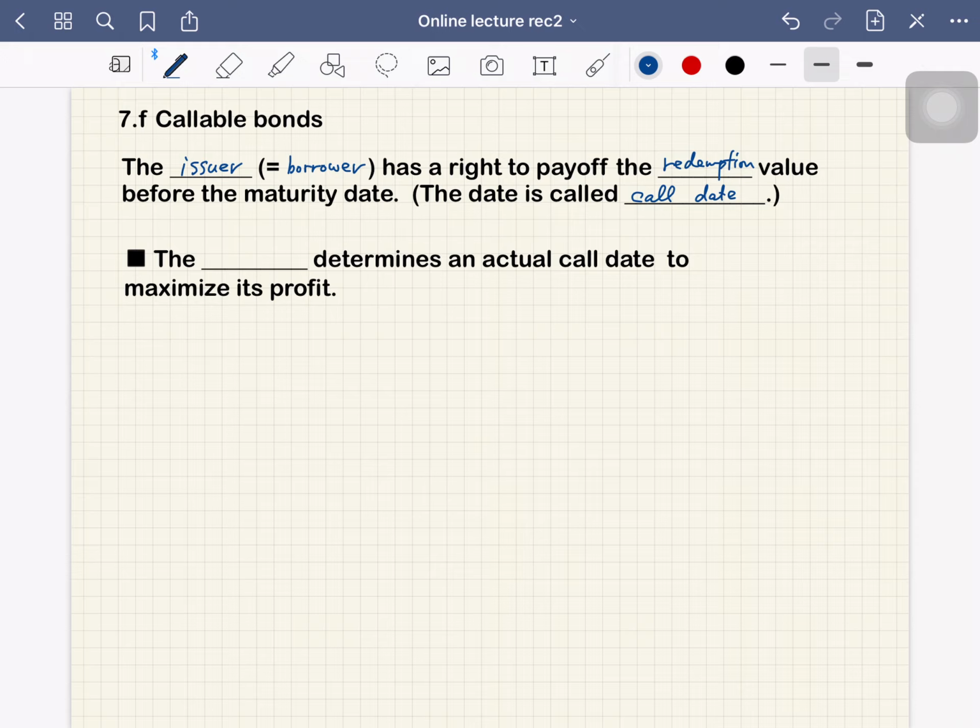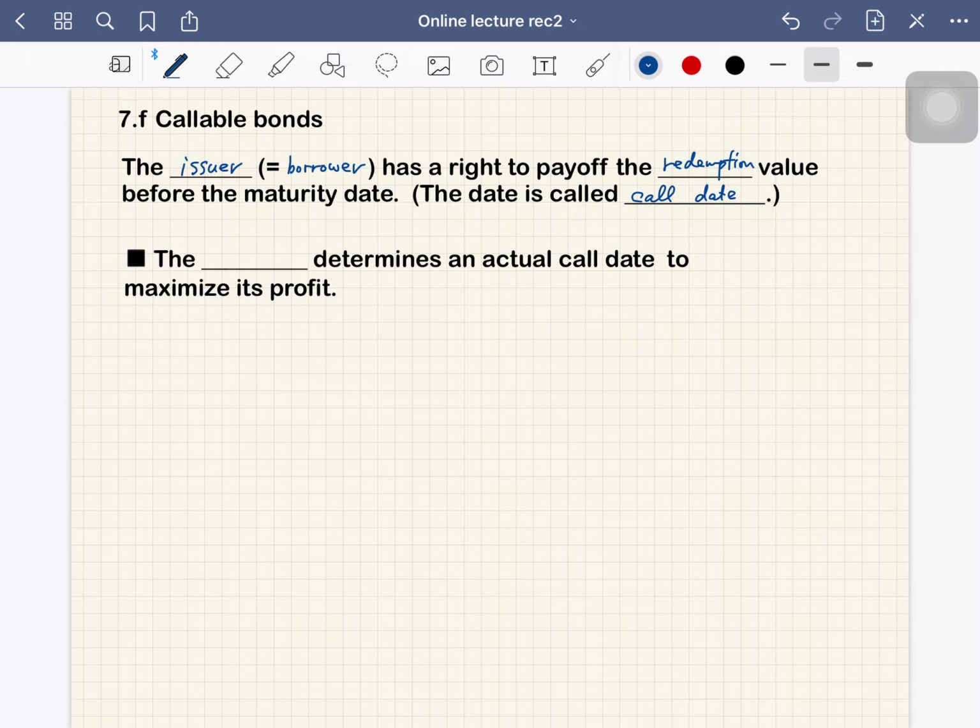Or if you borrow a loan, a mortgage, at maybe 5% annual effective, and suppose that annual effective rate goes down to 1%, then you don't want to pay 5% interest anymore. So you want to pay off, so you want to have that option. That is the idea of callable bonds.